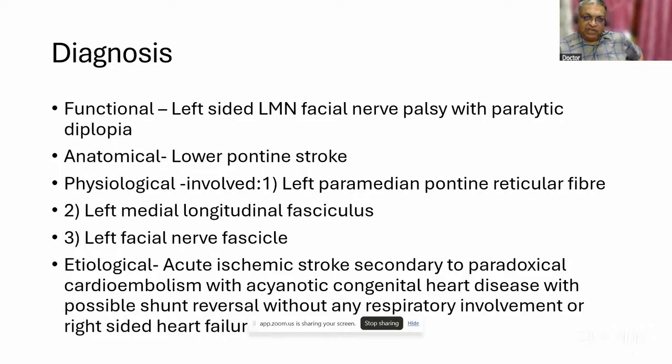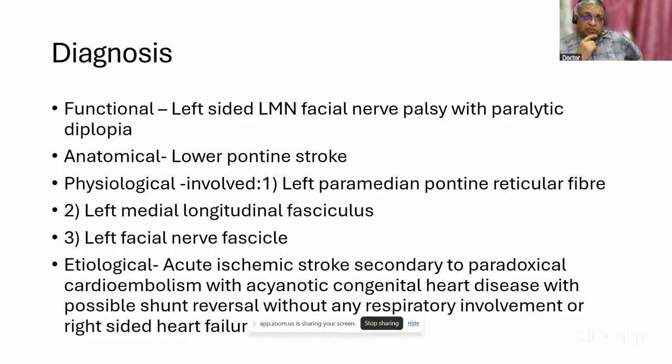Facial nerve palsy you can explain because they are nearby. The facial nerve nucleus can be involved on that basis. And vestibular ischemia can explain the patient's dizziness and vomiting. So you can explain all the lesions on this basis.